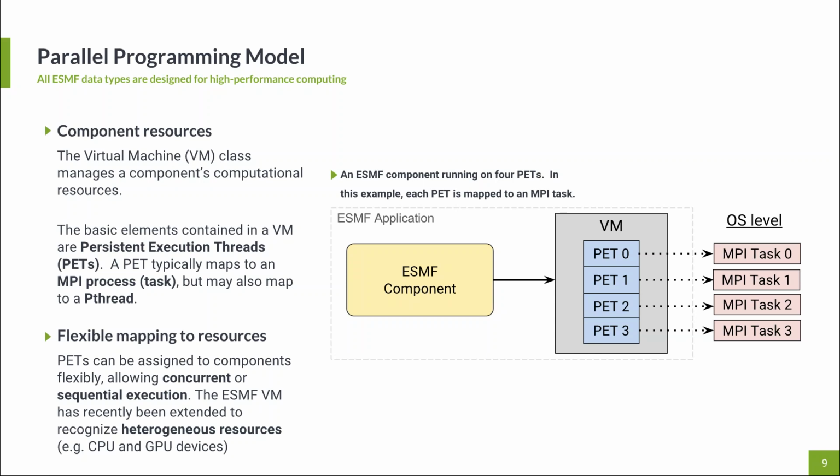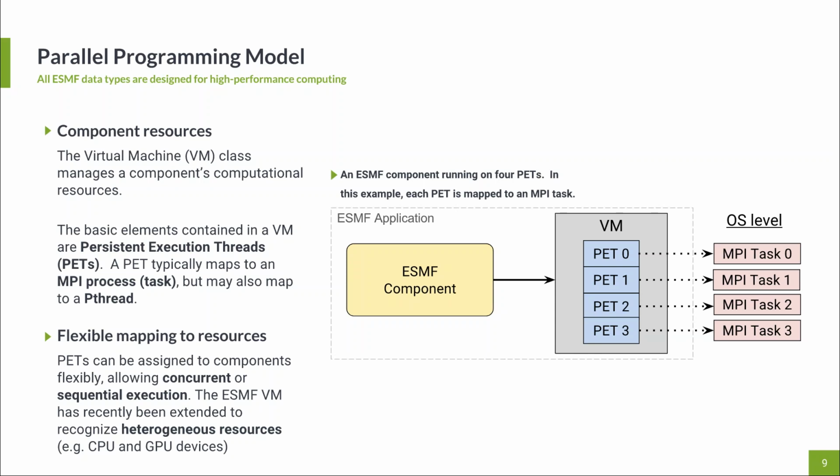There is flexible mapping to resources. Of the full global set of PETs available to an application, you can assign subsets of those to certain components. And that's how, for example, you would get concurrent execution of components.